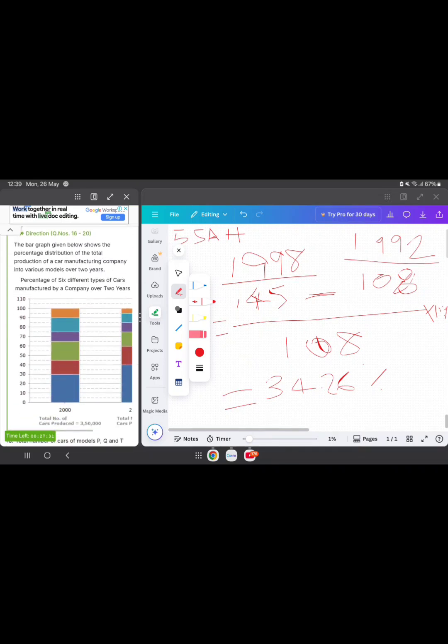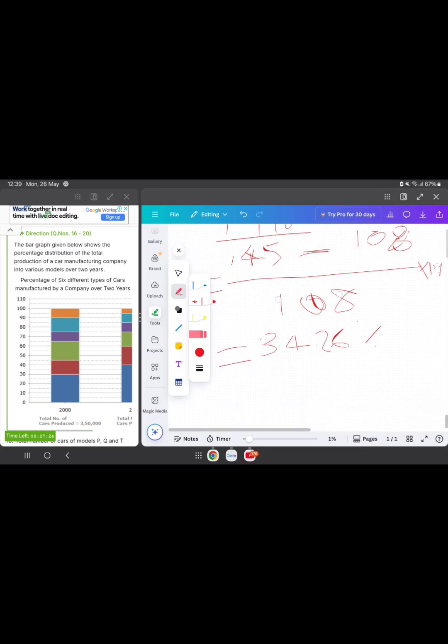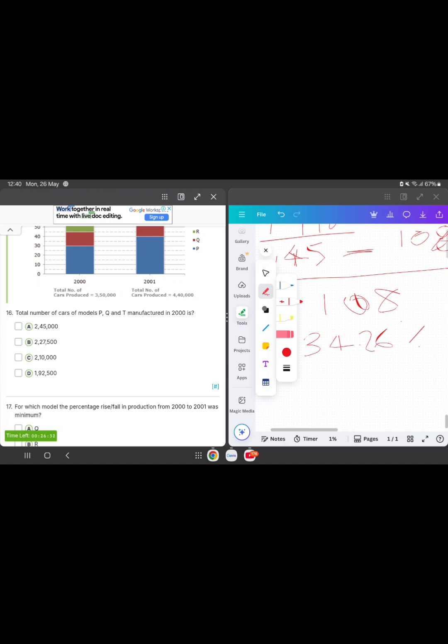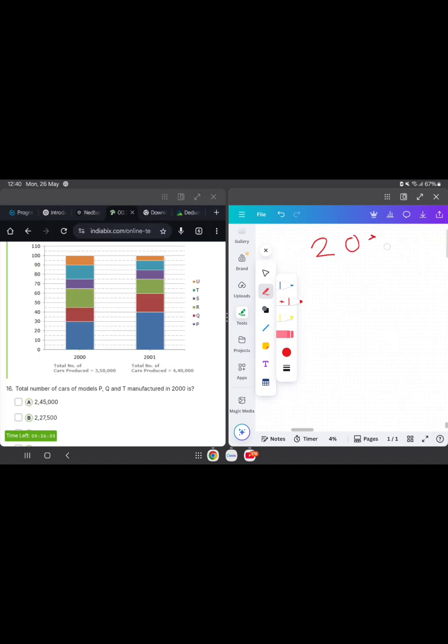And then for questions 16 to 20, which is the last batch, I believe, we have this bar graph. Okay, the instructions say the bar graph given below shows the percentage distribution of the total production of a car manufacturing company into various models over 2 years. Question 16 says the total number of cars of models P, Q, T manufactured in 2000 is. We're looking at the year 2000.